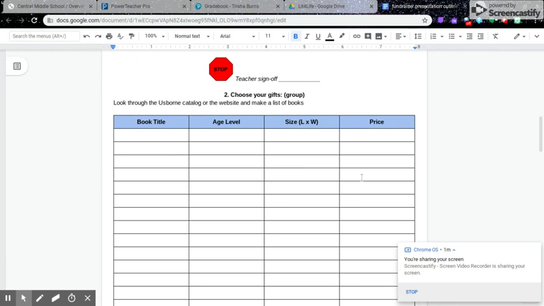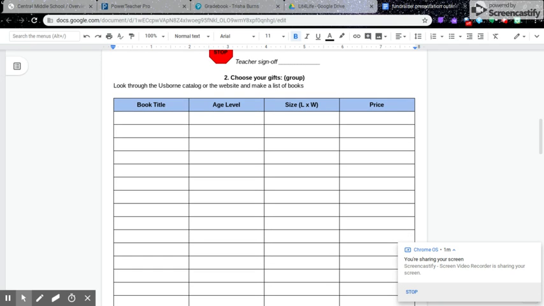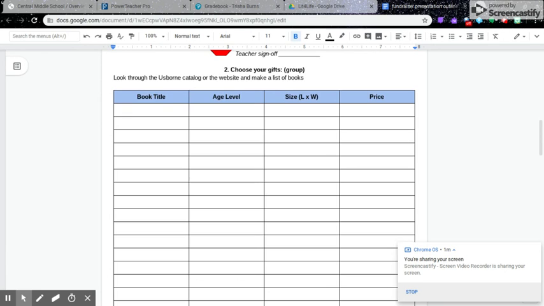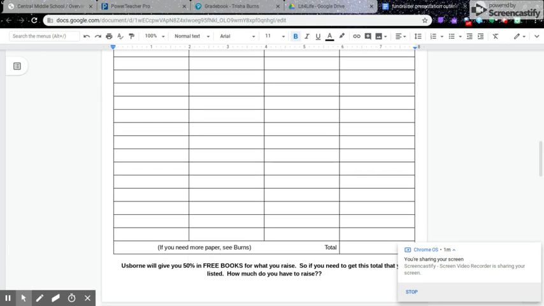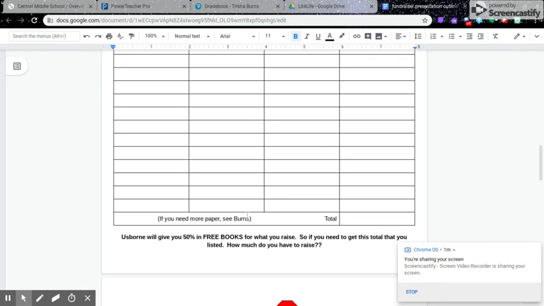And also the price is pretty important, considering that's the goal of this entire worksheet right now, being able to find the amount of money you need to raise. So you do all of that. If you need more paper, it says see Burns, but you guys should already know to go see Spurgeon.